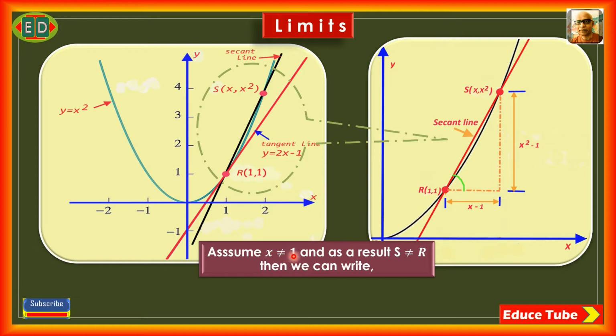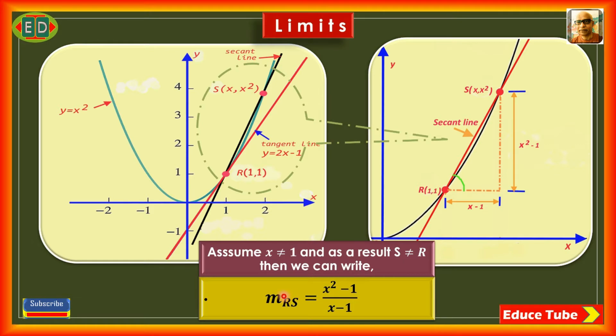So assume x is not equal to 1, and as a result S is not equal to R. This is a very important point, to get 2 points. Then we can write the slope MRS equal to x square minus 1 divided by x minus 1. Here you can see that x square minus 1 is the perpendicular, and x minus 1 is the base. So this is the slope MRS.